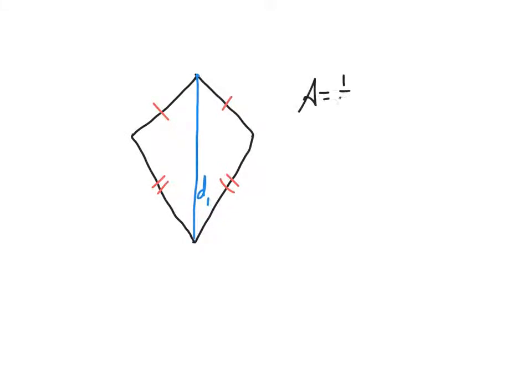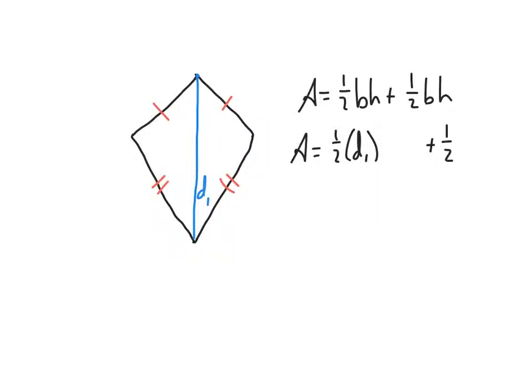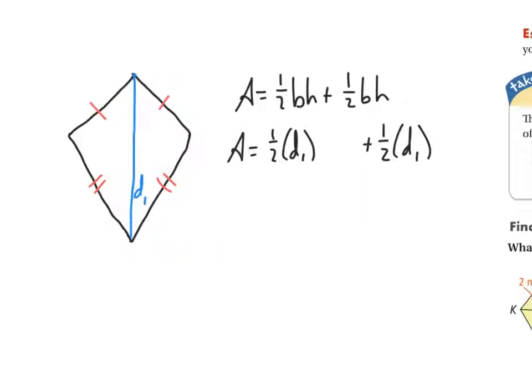Area equals 1/2 base times height plus 1/2 base times height. Well, I now know that the base of those 2 triangles is going to be diagonal 1. That's what I'm going to use. So 1/2 times diagonal 1 times my height plus 1/2 times diagonal 1 times whatever height I get there. Okay?